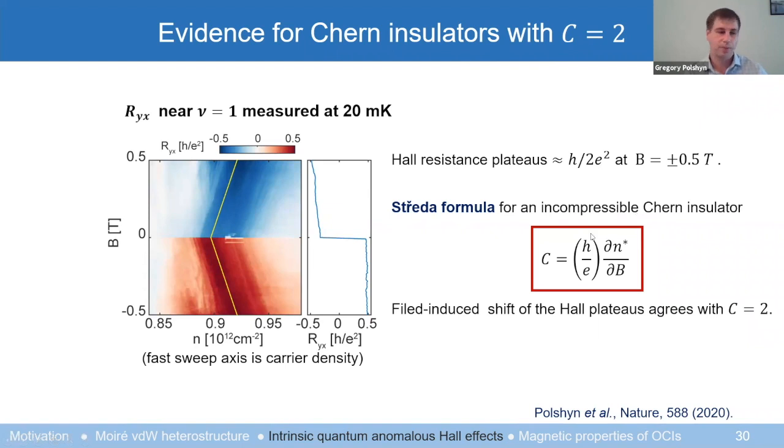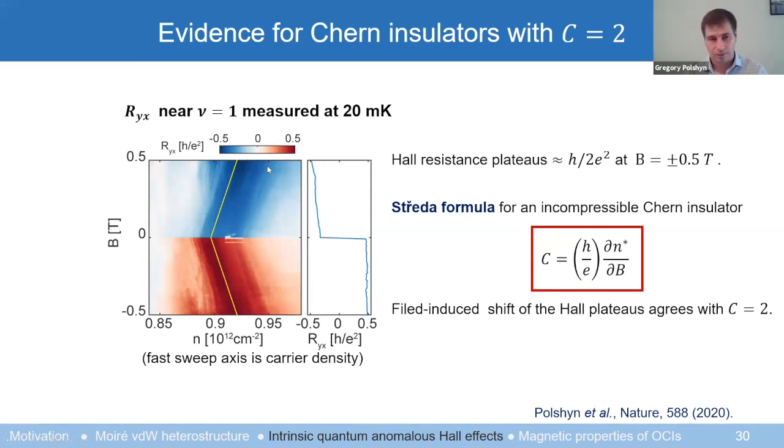So the Streda formula pretty much captures the fact that a Chern band changes its degeneracy in magnetic field. You can think, for example, about a Landau level, right, which is a Chern 1 band, and the degeneracy of a Landau level is just proportional to magnetic field. So this is a fundamental property of any Chern band. So in this case, we find that this slope is in perfect agreement with Chern number 2.